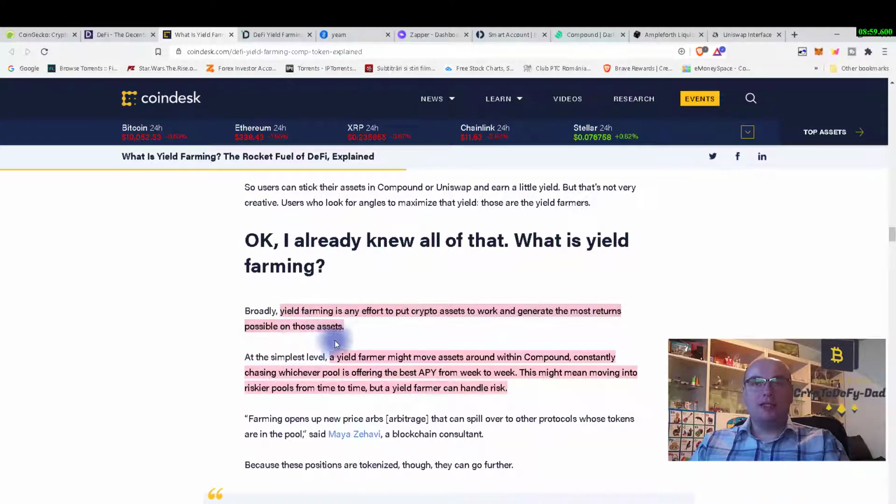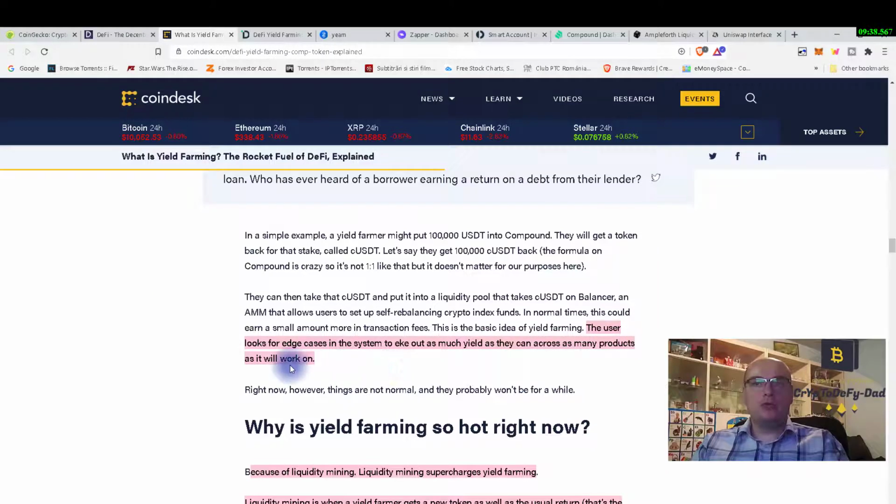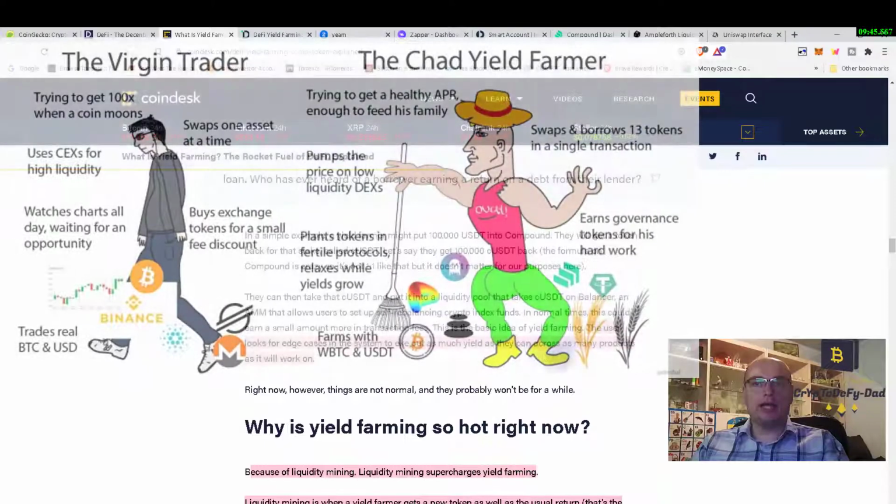So what is yield farming? Yield farming is an effort to put crypto assets to work and generate the most return possible on those assets. A yield farmer may move assets around with Compound, constantly chasing whichever pool offers the best APY from week to week. This means moving into riskier pools from time to time, but a yield farmer can handle the risk. The user looks for edge cases in the system to take out as much yield as they can across as many products as possible.